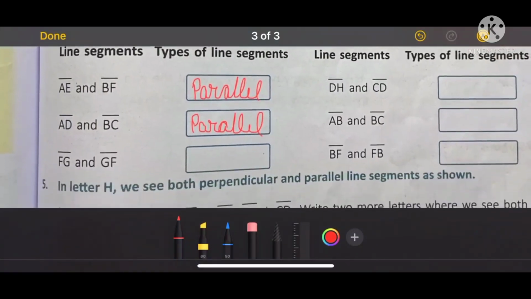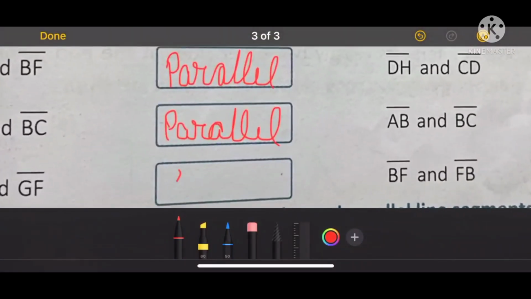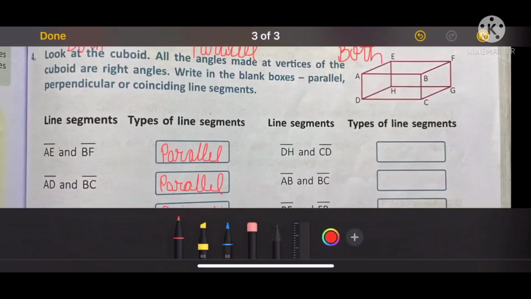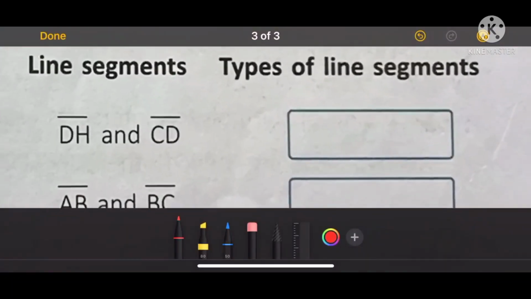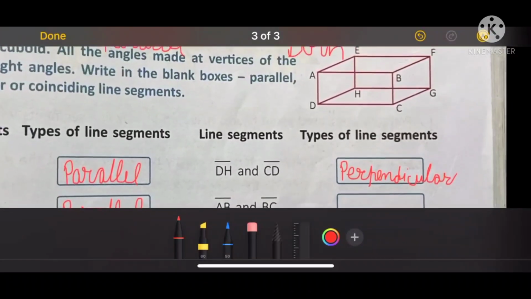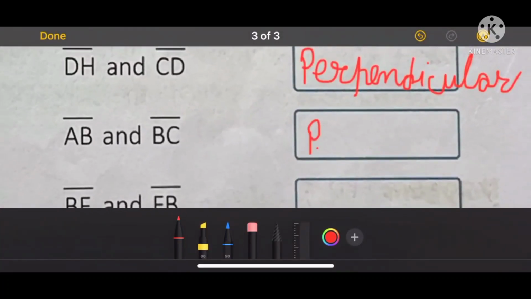Next, FG and GF. See the figure, FG and GF. It is showing the same line. So such lines will be called coinciding line segments. Now line segments DH and CD. See the figure. Clearly which type of line segments are they? They are perpendicular to each other. Similarly, line segments AB and BC. They are also perpendicular to each other.